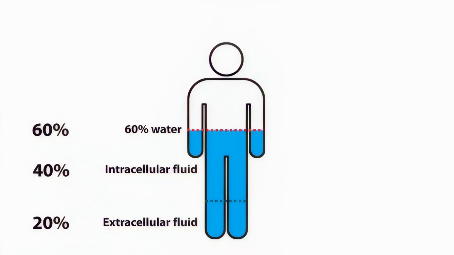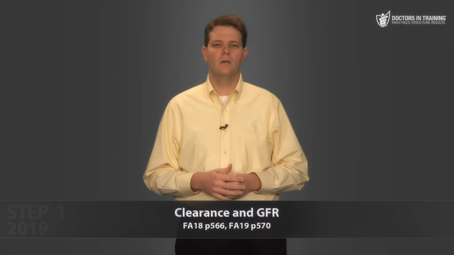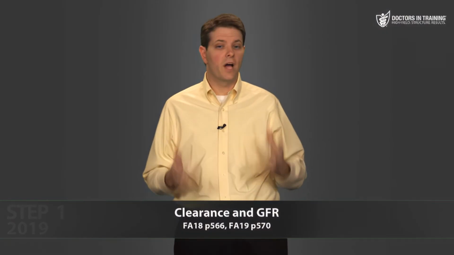Because if 60% of your body weight is water, and 2/3 of that is intracellular, 2/3 of 60% is 40%. So 40% of your body weight is intracellular fluid. And then 20% of your body weight is extracellular fluid. It's all saying the same thing in different ways. Now, what does all that have to do with glomerular physiology?